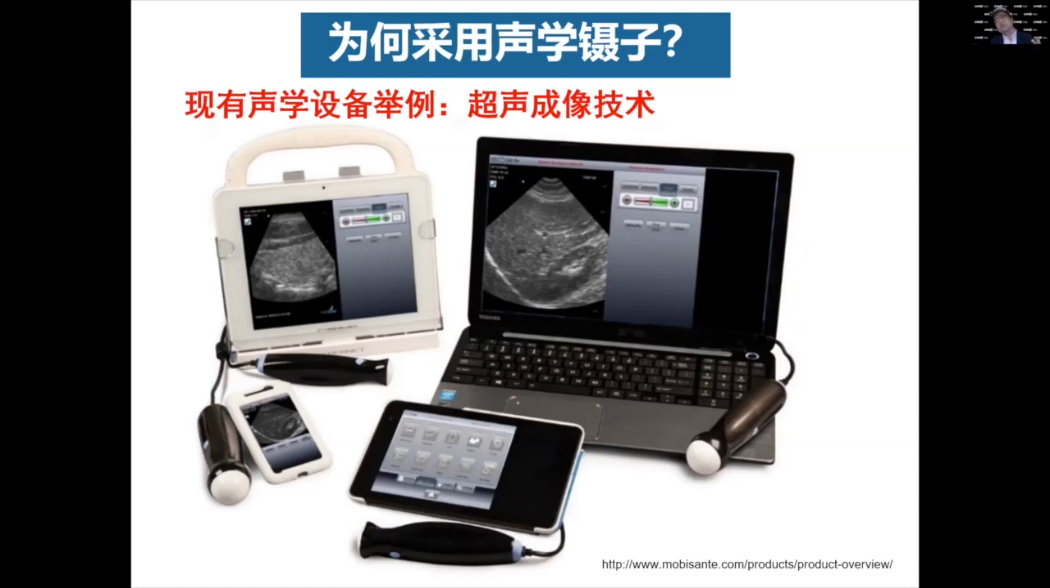So if we do it right, our acoustic tweezers will have basically very similar power intensity and very similar frequency as ultrasonic imaging. So if we do it right, we will have the two advantages of ultrasonic imaging. Number one, very compact, very inexpensive. Number two, very biocompatible.